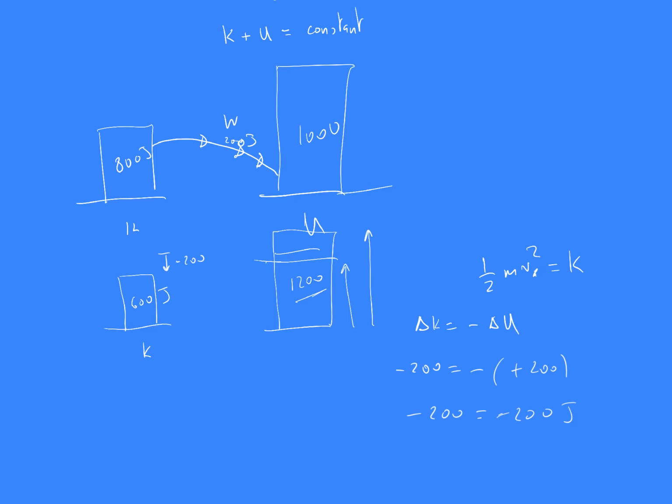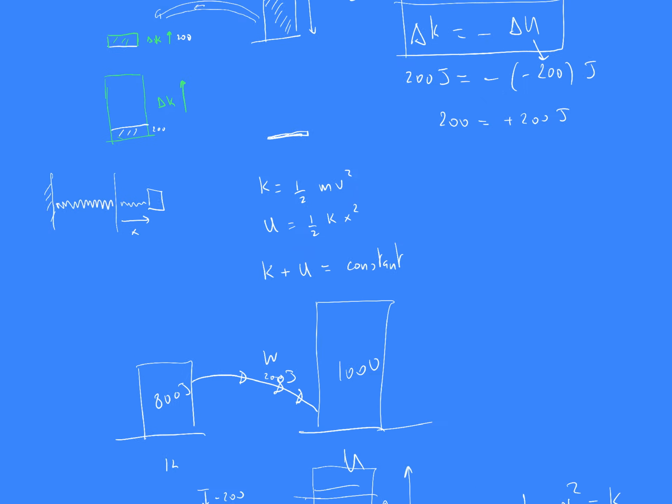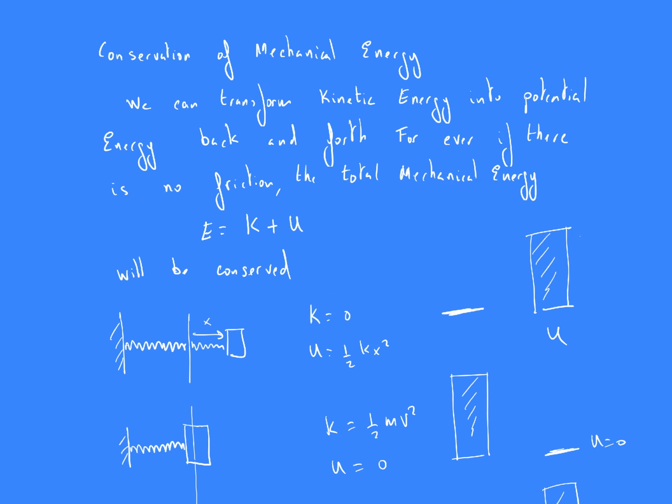So it's correct. If you work with these ideas, you will understand this equation: the change in kinetic energy equals minus the change in the potential energy. So we can transform kinetic energy into potential energy, back and forth. When the kinetic energy increases, the potential energy decreases. And we can do it forever if the force is a conservative force, if there is no friction in the middle. You can do it forever.